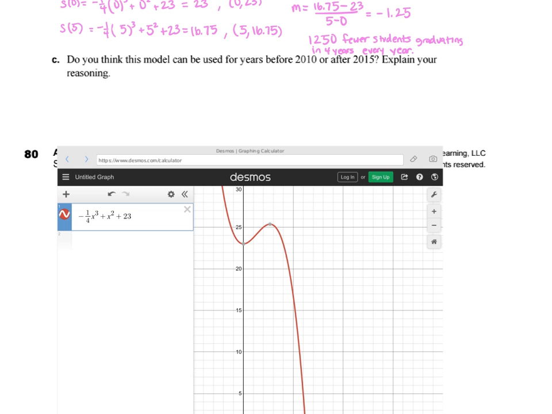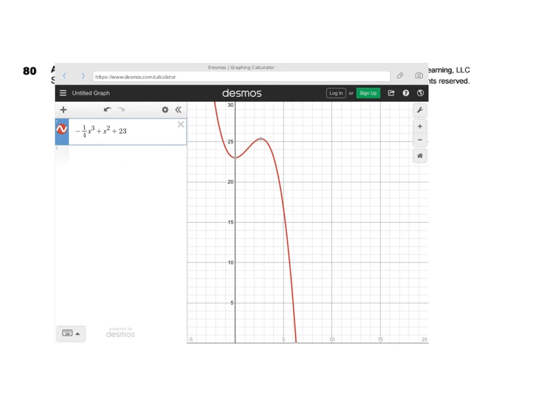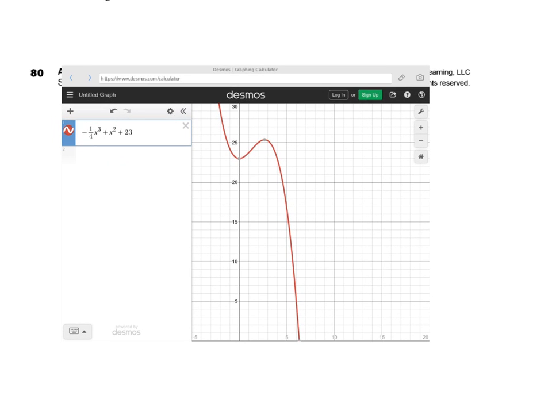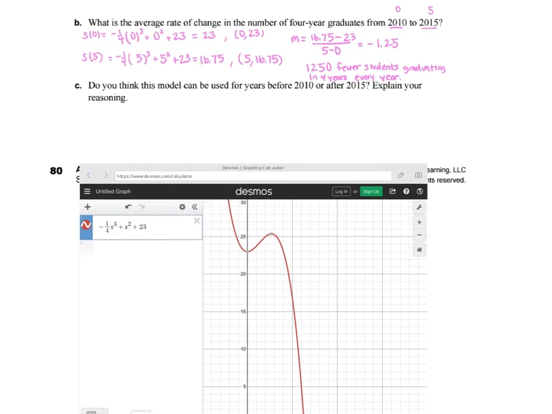Also, in this particular case, if we look at this Desmos graph, it keeps going down. Once this dips below the x-axis, it doesn't make sense that you have a negative number of students graduating from college. So that's another reason why you would limit the domain of the function. Again, you limit it to just the numbers that make sense to the context of the problem. Okay, that is it. That completes this lesson.